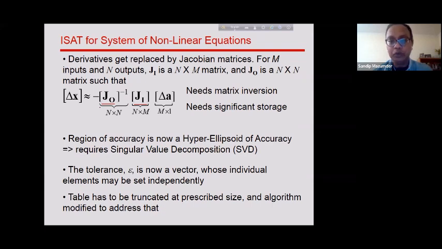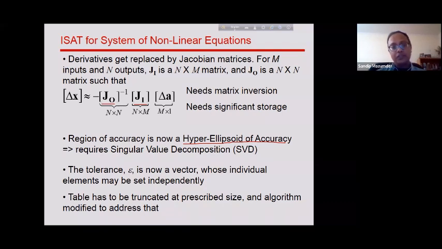And you have to do matrix inversion and store these Jacobians. So there's a lot of storage involved, and a lot of calculations involved. Your region of accuracy is now going to become what's called a hyperellipsoid of accuracy. To actually compute that hyperellipsoid of accuracy, you will have to do a singular value decomposition, which again can be fairly expensive. All these details are spelled out in Professor Pope's papers and papers that came afterwards, including some of my papers.